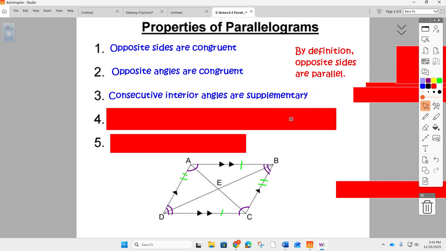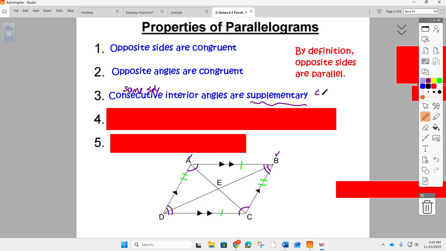We also know that consecutive interior angles, so this angle A plus this angle B, are not congruent, but we know they are always supplementary. Consecutive means same side, and we're talking about the same side of the parallelogram here, not the same side of transversals. So A and B are on the same side of this parallelogram. B and C are on this side of the parallelogram. So there's four sides, so there's four pairs of consecutive angles. All consecutive angles, if you add them together, equal 180.